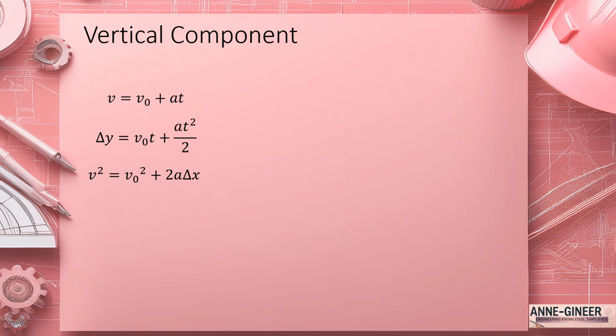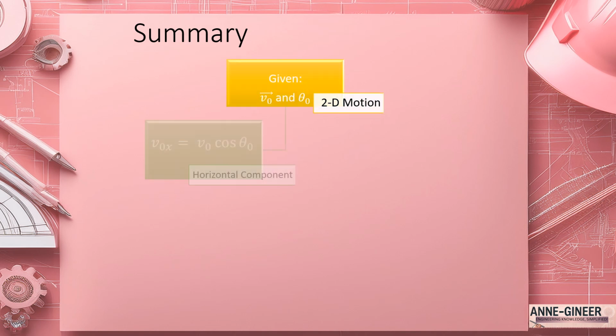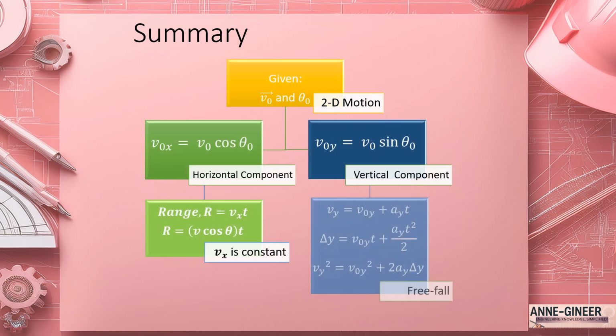For the vertical component, we have this one. We just have to change the quantities to the y components and change delta x to delta y. So this is also the formulas for free fall, as what we have studied in the previous video. So this is the summary of formulas.